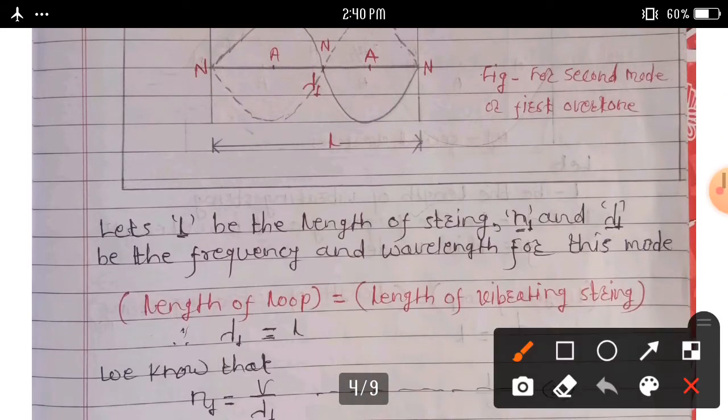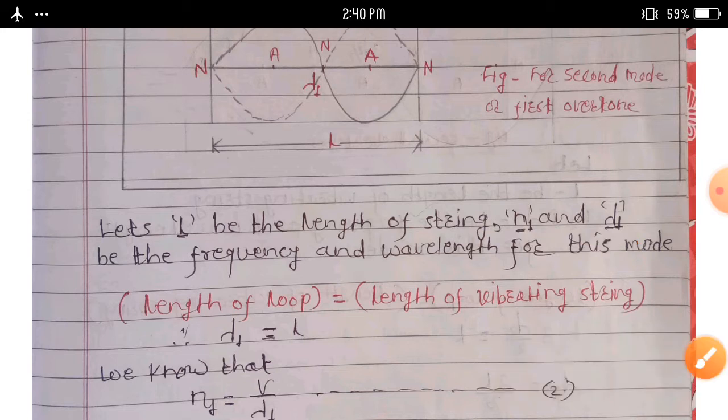Let small l be the length of the string. Then n1 and lambda 1 be the frequency and wavelength of this mode. Then we can write the length of the loop.